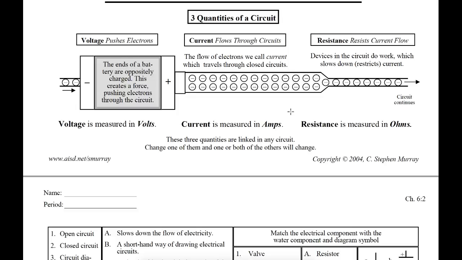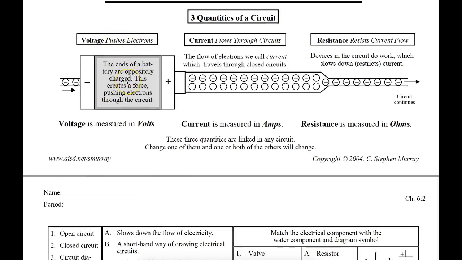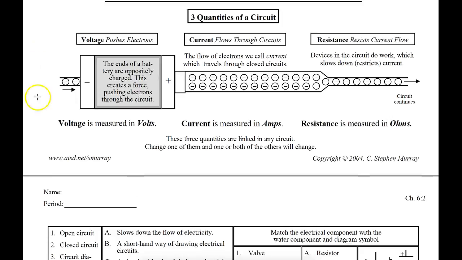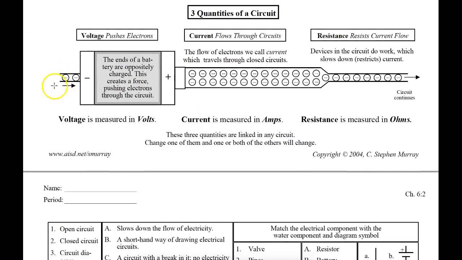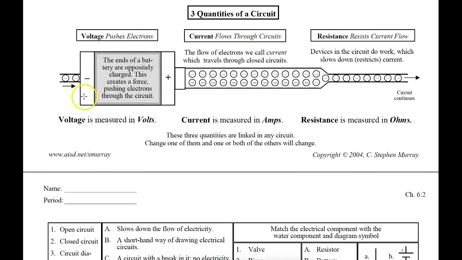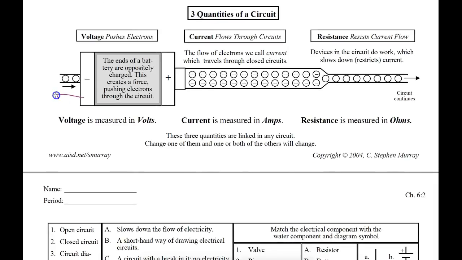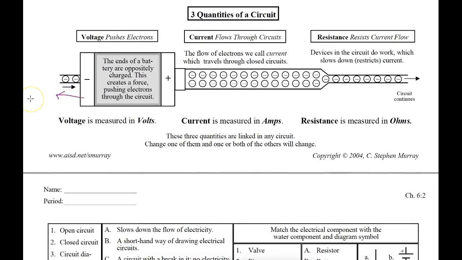These 3 quantities are linked in any circuit. Change one of them and one or both of the others will change. So voltage pushes electrons. So the higher the voltage, the more electrons will be pushed through. Smaller the voltage, like when your battery is almost dead, barely any electrons will push through. And this is an older paper or worksheet because you'll notice that it's flowing in this direction, but it's actually correct to say that electrons flow out the negative side.